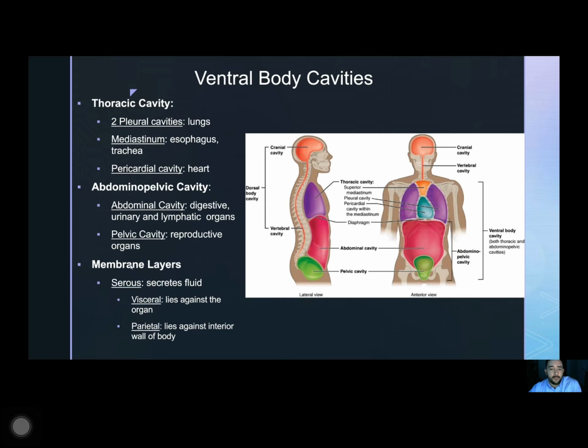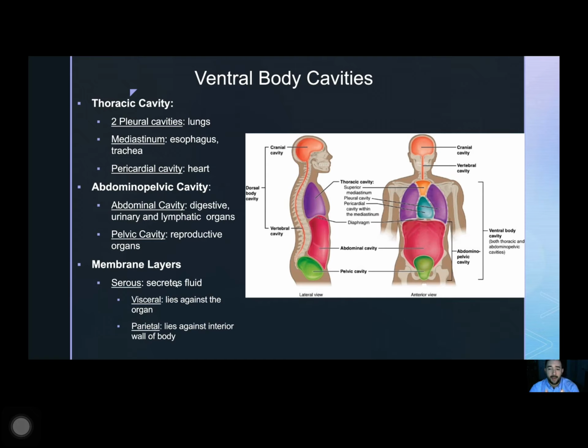Finally, on this slide, we have membrane layers. Jumping down to the bottom, we have visceral layers, which lie directly against the organ, and parietal layers, which lie against the wall of the body. Now, the reason for these layers is that they separate organs from each other, okay? And these membranes are serous, which means they secrete fluid.